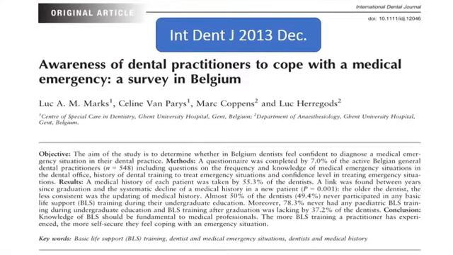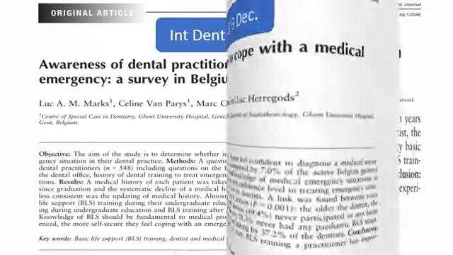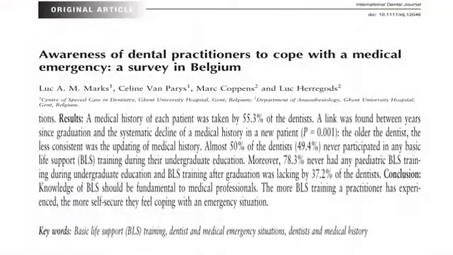A survey was done in Belgium in 2013. 550 dental practitioners were included, and they were given questions on the frequency and knowledge of the medical emergency situations in the dental office, and the history of the dental training to treat such medical conditions. Remarkable results.